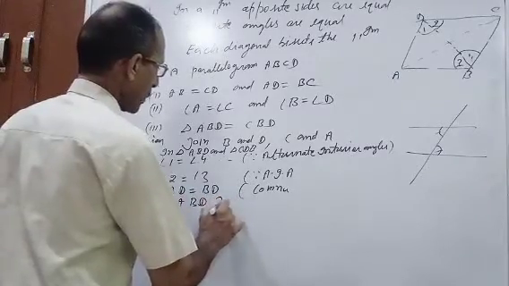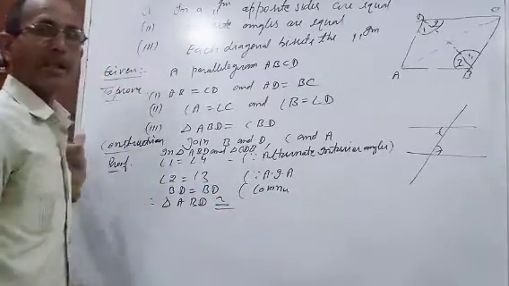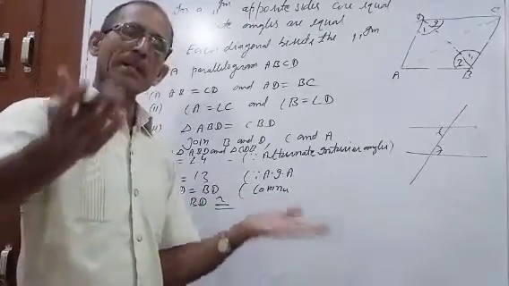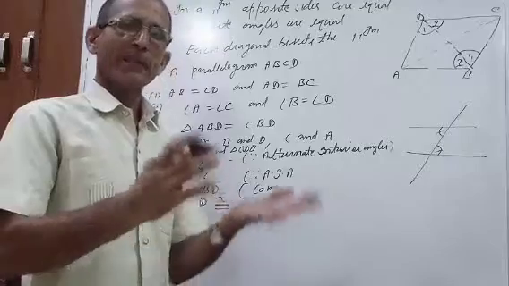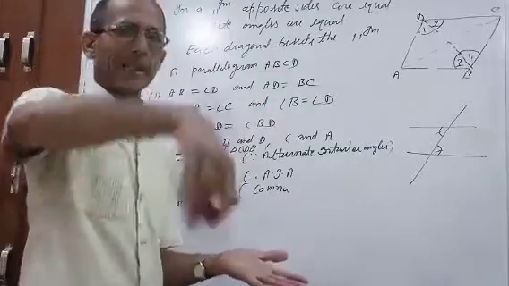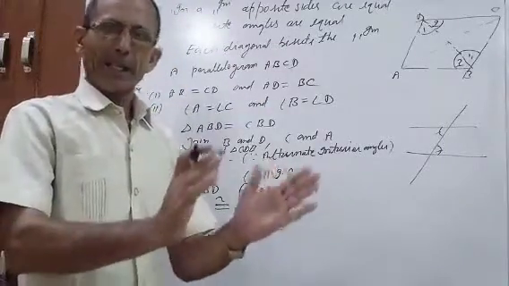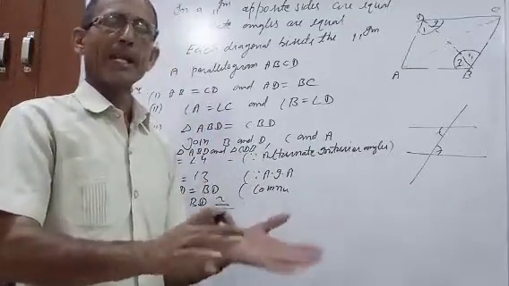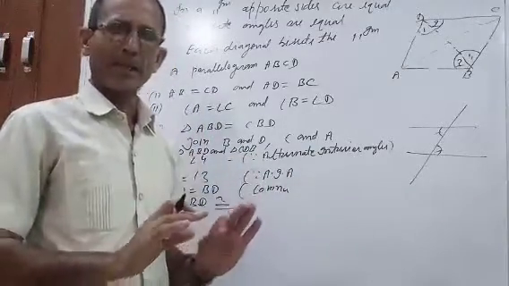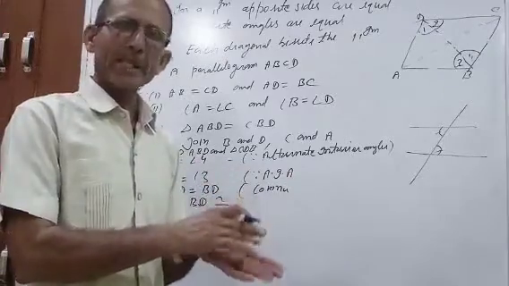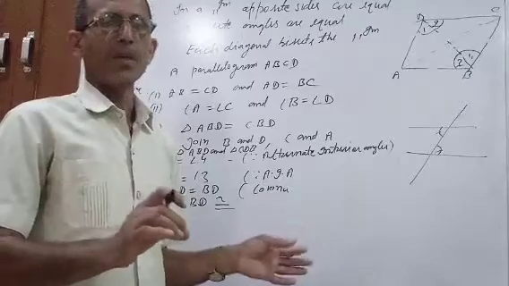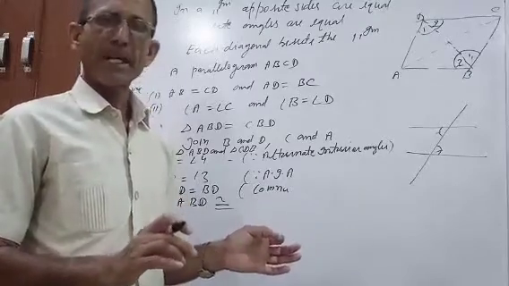this symbol stands for congruent and similar. What is the meaning of congruent and similar? Congruent means same shape and same size. If one triangle is kept on the other triangle and covers the second triangle properly, we can say both the triangles are congruent. It means same shape and same size. All the corresponding parts of congruent triangles will be equal.